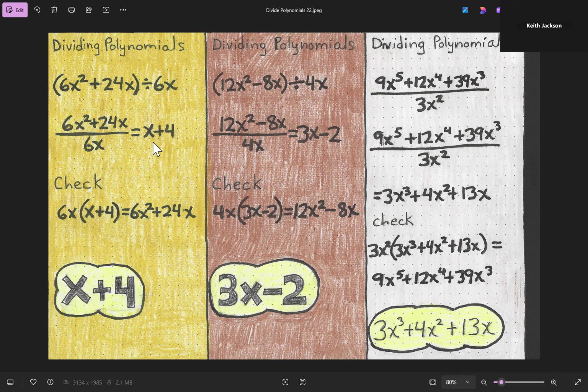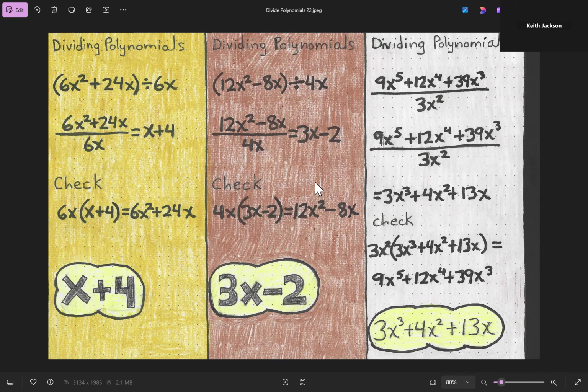Okay, and so what we can do at this point, we can check to see if x plus 4 is correct by multiplying 6x times the quantity of x plus 4, and it should give us this dividend right here. And let's see if it works out. So we have 6x times x, well, that will give us 6x squared, while 6x times 4 will give us 24x. And so x plus 4 is our answer for our first big example.